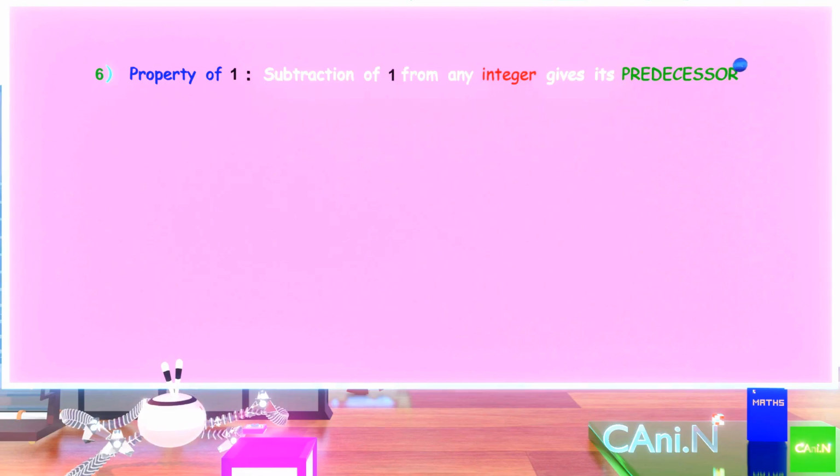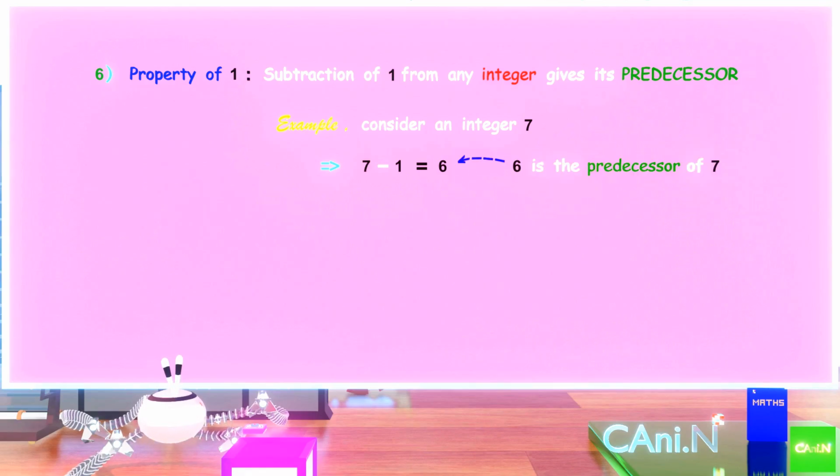Property of 1. Subtraction of 1 from any integer gives its predecessor. Example. Consider an integer 7. 7 minus 1 equals 6. Here 6 is the predecessor of 7.